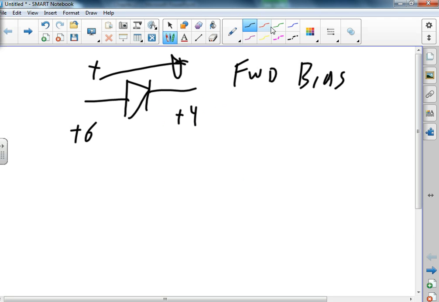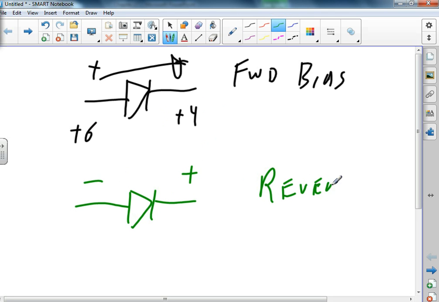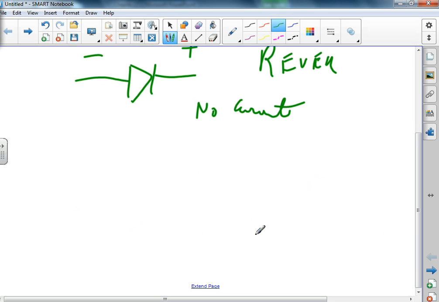If I'm sitting like that and I'm negative on that side compared to that side, then I'm reverse biased and no current is flowing. So my first idea of a characteristic curve for a diode would be something that looks like that, straight up in the air.